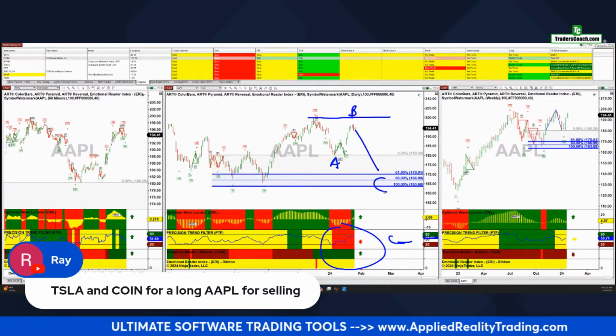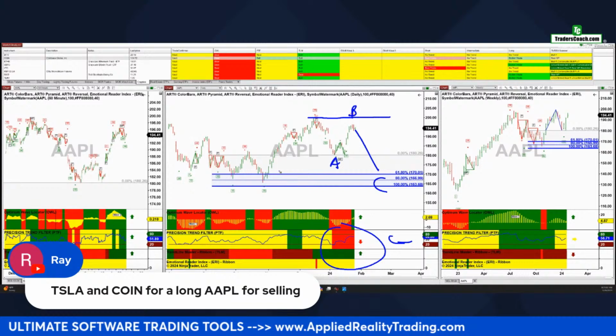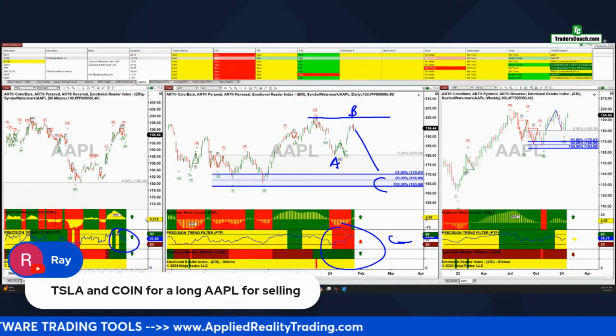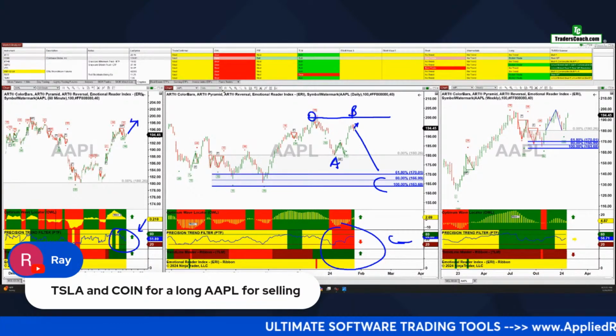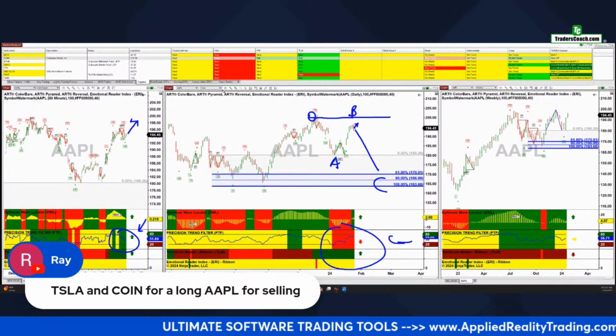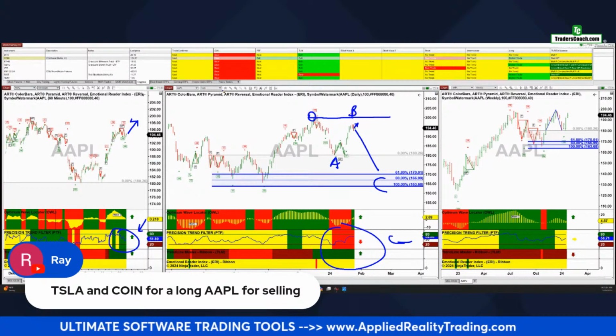All right, so you're thinking about selling Apple. Okay, that's fine. You still got a green PTF here. All right, so short term, it's still probably moving up a little bit higher. I'd be interested to see if this top holds. Let's bring this back next week and see what happens.